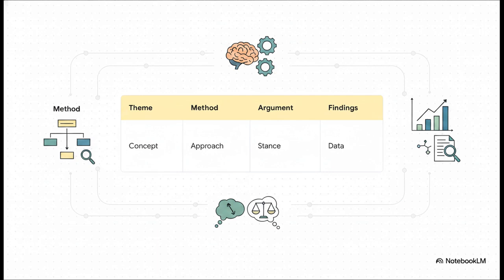By mapping out your sources across these 4 columns, you effortlessly spot patterns. You can instantly see if 2 scholars agree on a theme but use totally different methods. Or maybe they look at the exact same data but arrive at completely clashing arguments.